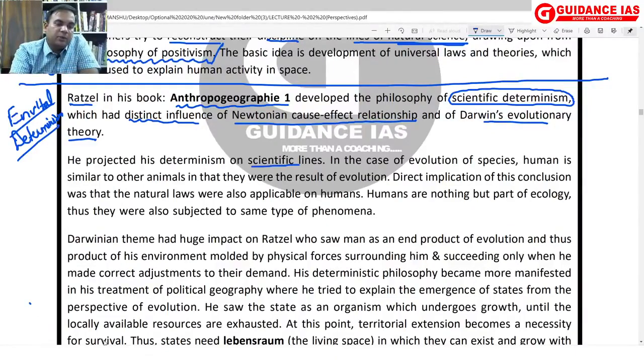In the case of evolution of species, human is similar to other animals. You know, we are also simply product of evolution. We are not different from other animals, other species. So like the biological laws apply to other species, same biological laws also apply to us.